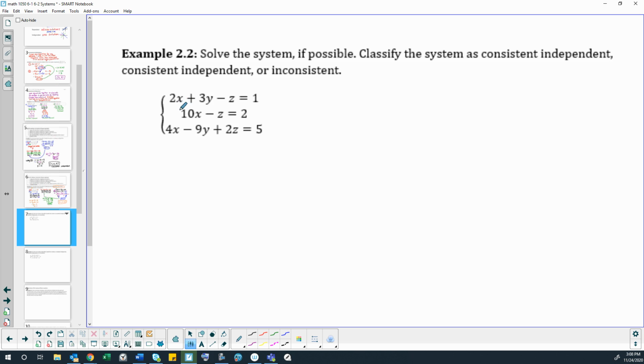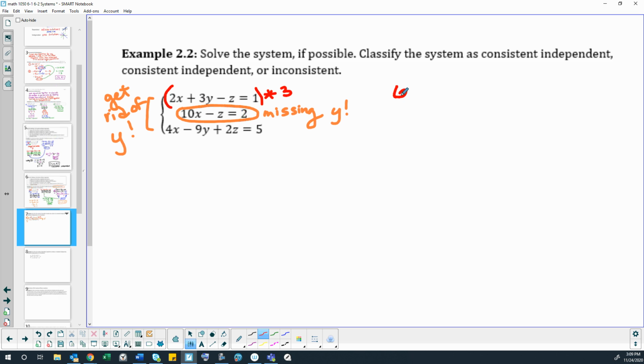Example 2. So, first thing I want you to notice is that this equation right here is already missing y. Since that happened, we should get rid of y in the other two equations, right? That decreases the amount of work we have to do. To get rid of y, we need to multiply the top equation by a 3. Then we will have a positive 9y and a negative 9y, and we'll add those together, we'll have a new equation, and then we can go from there.